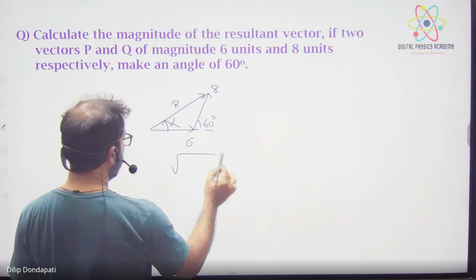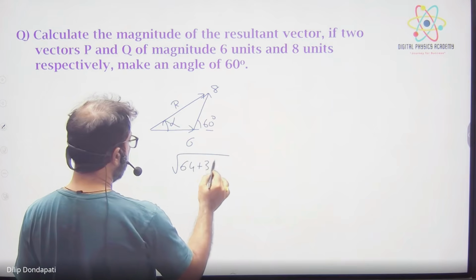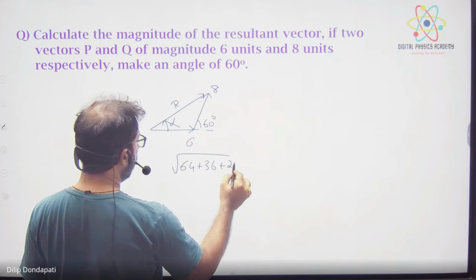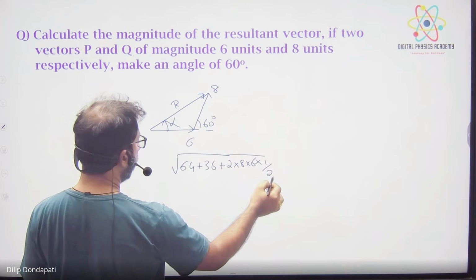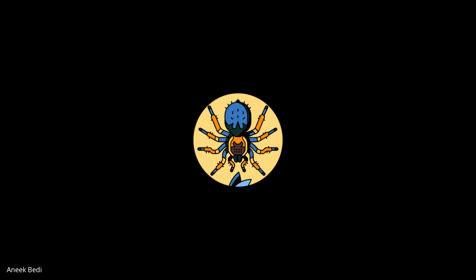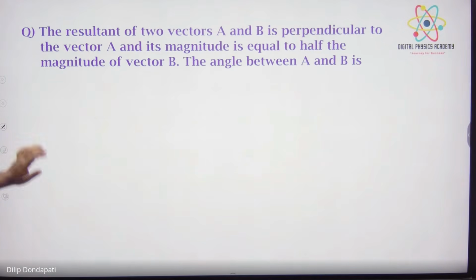So root of 64 plus 36 plus 2 into 8 into 6 cos 60, which is 1 by 2. If you solve, root of 100 plus 48, that is root 148. Yeah. चलो. Next. करो.